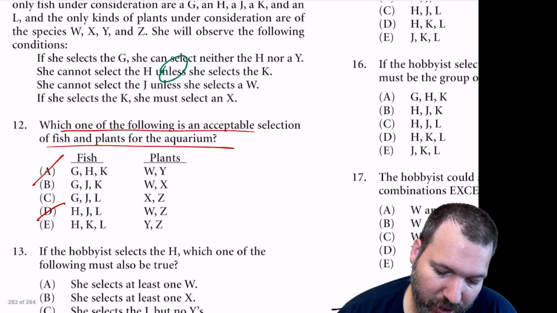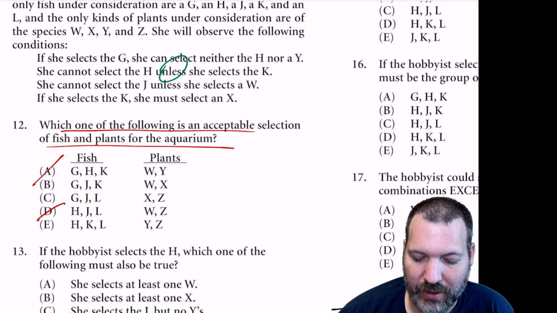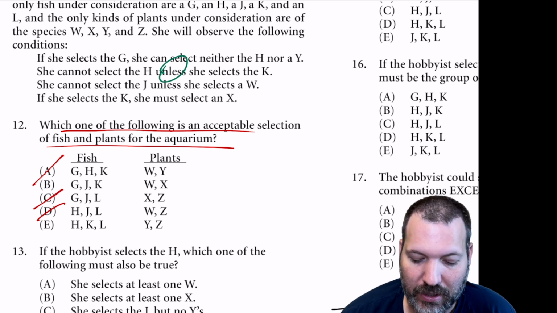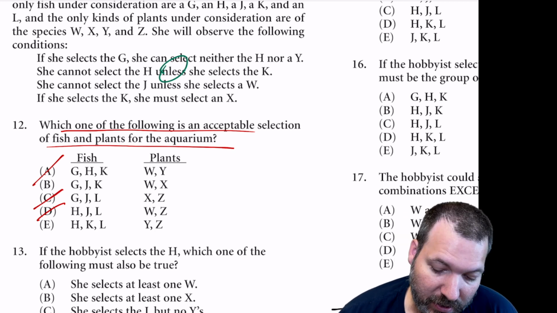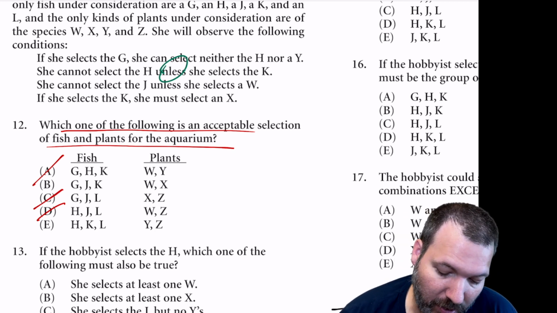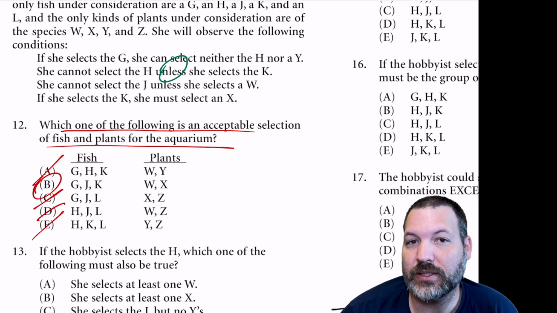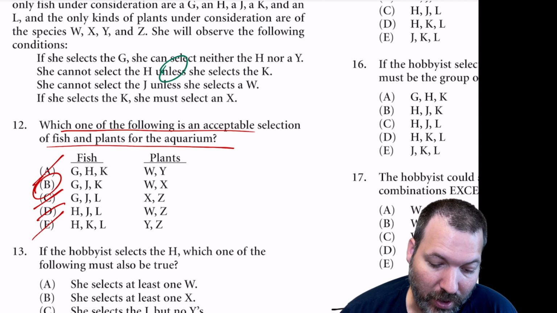All right, let's see. We've gotten rid of 2. She cannot select J unless she selects W, which again means if J is selected, W has to be selected. So I can see C is no good. If she selects K, she must select X. Okay, on answer choice E, K is there, but X is not. And so there it is. Has to be answer choice B for number 12.